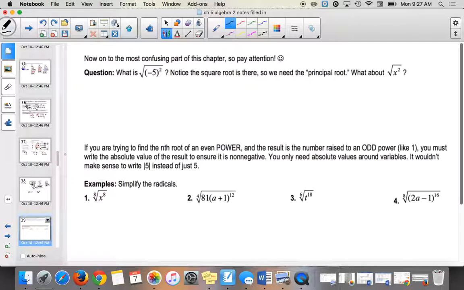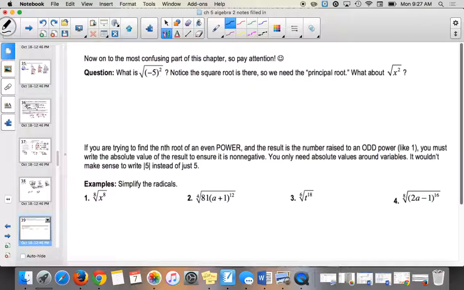So it says, now on to the most confusing part. Don't you love when your math teacher says that? On to the most confusing part of the chapter. Pay attention. All right, so it says, what is the square root of negative 5 squared?